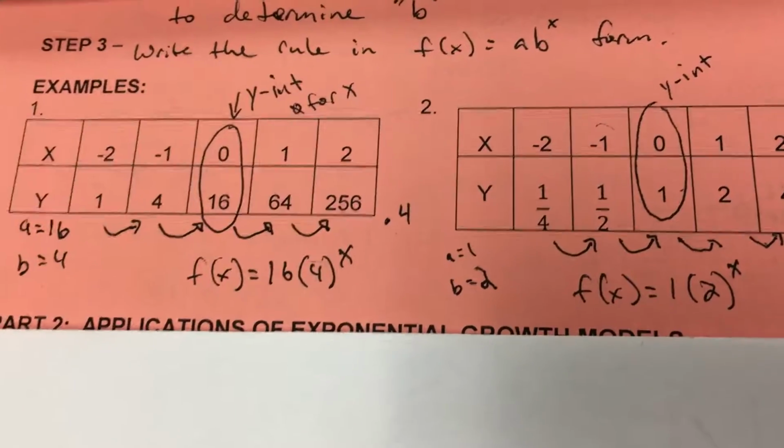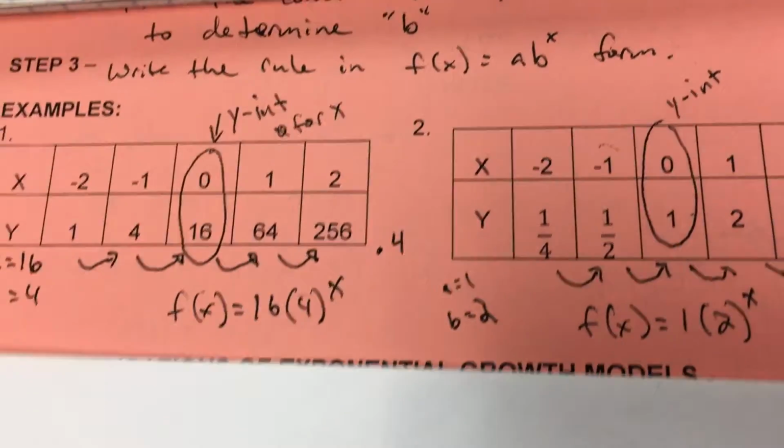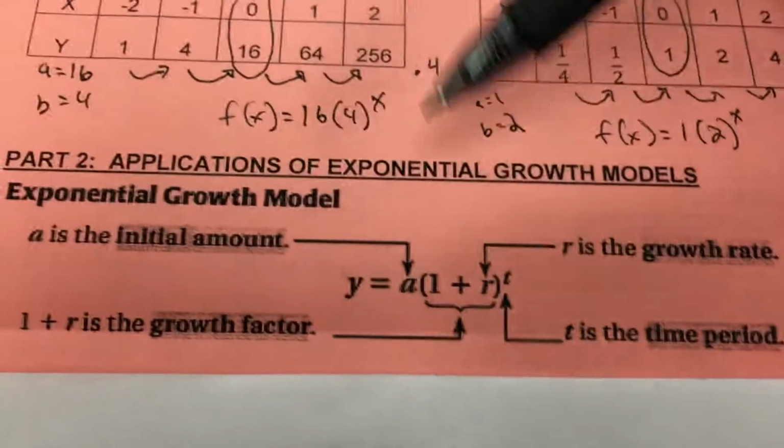Now let's move on to, what if we're talking about an application problem, like a word problem? How would that work out? Okay, so word problems are a little bit different. So exponential growth models, more specific types of growth models. So here's an exponential growth model. You guys can see it right there. So this is sort of your formula that you're going to use.